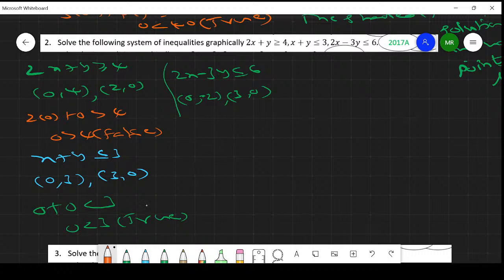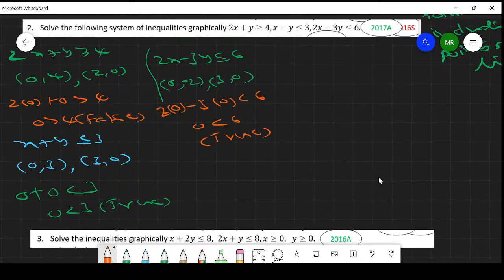When you verify with the origin, substitute origin: 2 into 0, 3 into 0, 0 less than 6, 0 less than 6. That is true. Towards origin side, we get towards origin side. This is also towards origin side. Now we will draw the graph of this system of inequality.